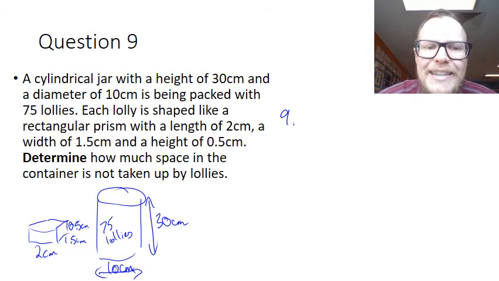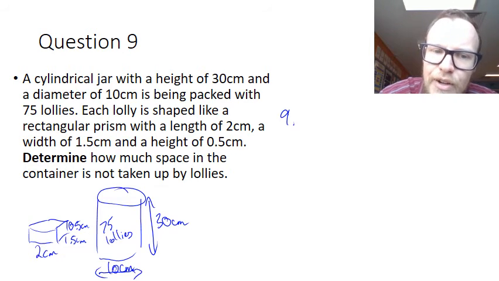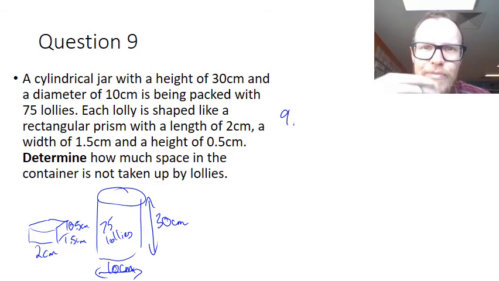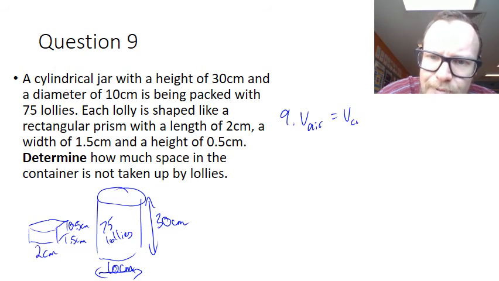Determine how much space in the container is not taken up by lollies. So if I put lollies in here, the amount of air that's going to be there is the difference in these two values. So if I find the volume of our cylinder, then take away the volume of all of the lollies, that will be the volume that is air. So the volume that is air is going to be equal to the volume of the cylinder minus the volume of the lollies.